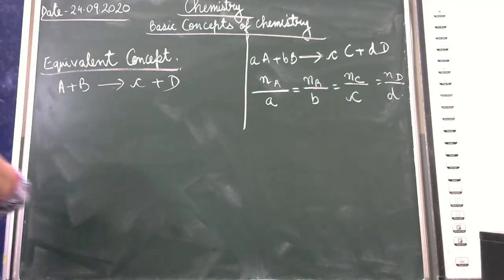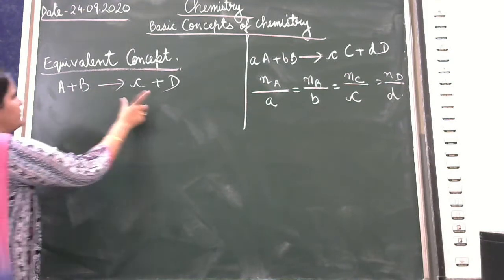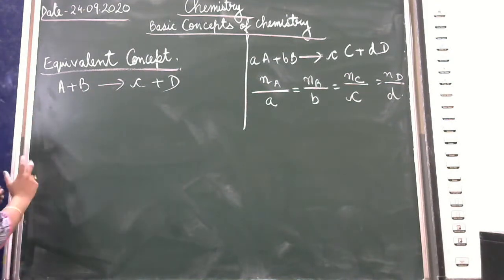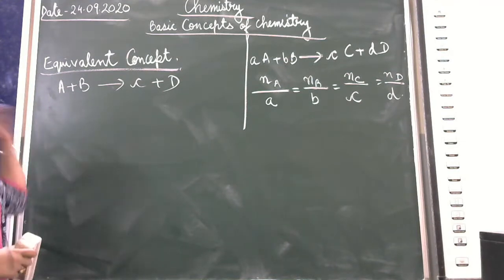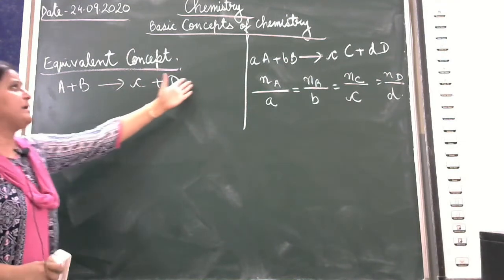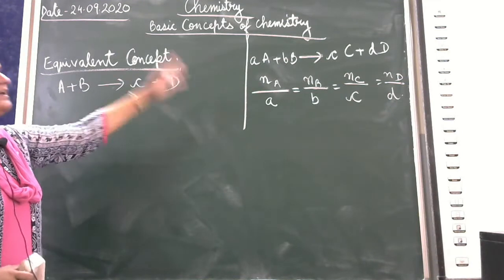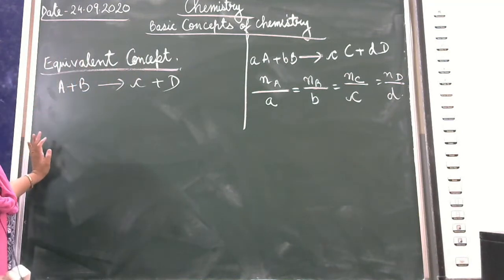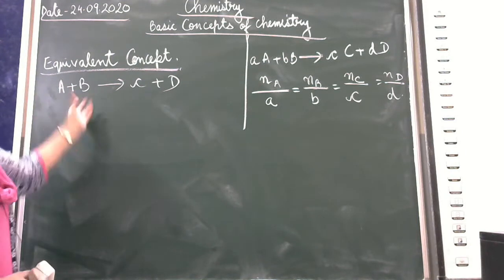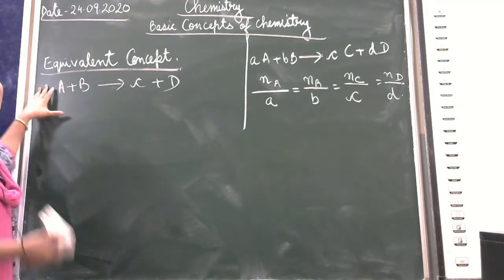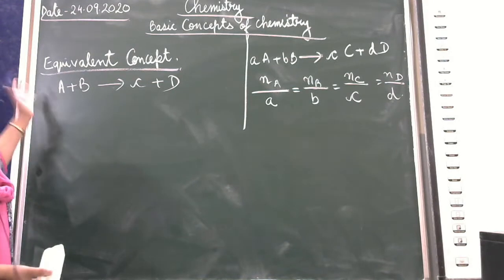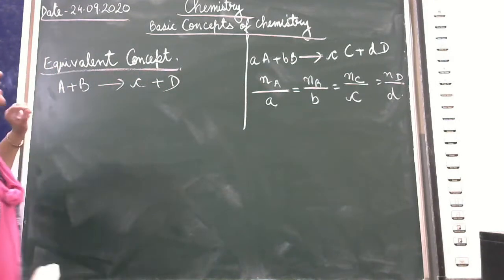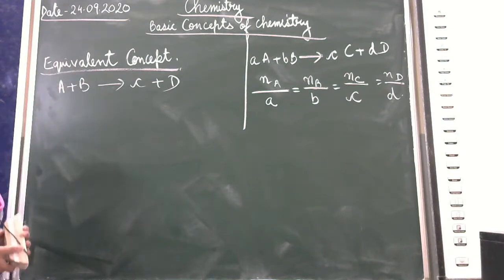How will I apply this concept now in this equation? What does this equivalent concept say? If I know a reaction, not a balanced one, but still I know that A and B are reacting. There may be some other byproducts also, but that is not needed when we apply this equivalent concept. I just know there are two reactants, there may be some more reactants also. Even though I do not know the entire equation, still I can apply this equivalent concept.